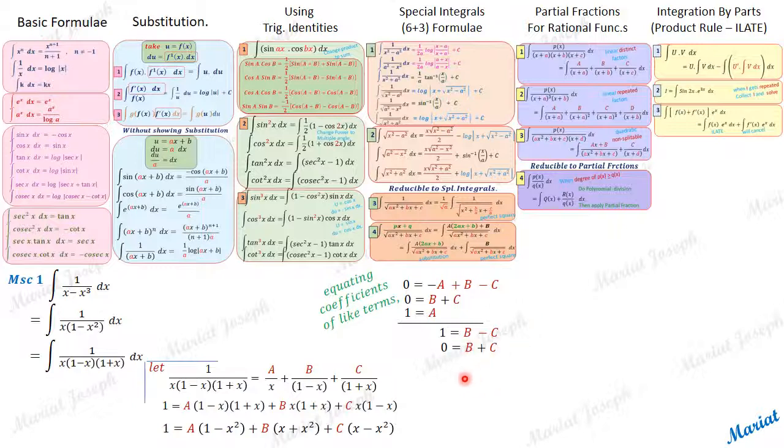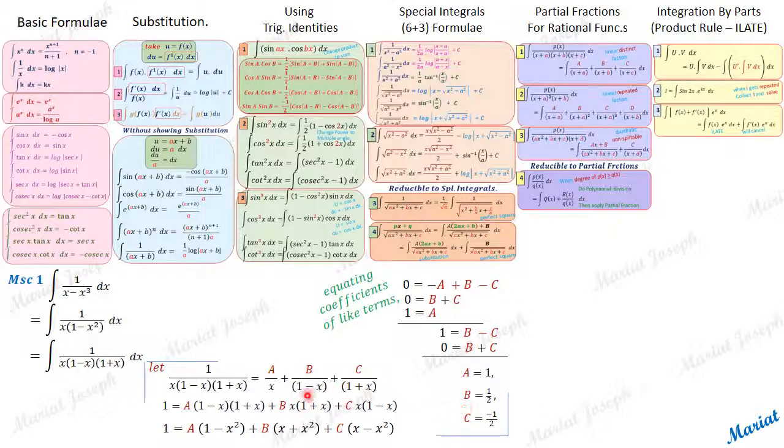These are two linear equations which I'm going to solve by adding both of them. So 2b equal to 1, so b equal to half. And a equal to 1, b equal to half. By putting b equal to half here, I get c equal to minus b, therefore c equal to minus half. All three values of a, b, c are ready.